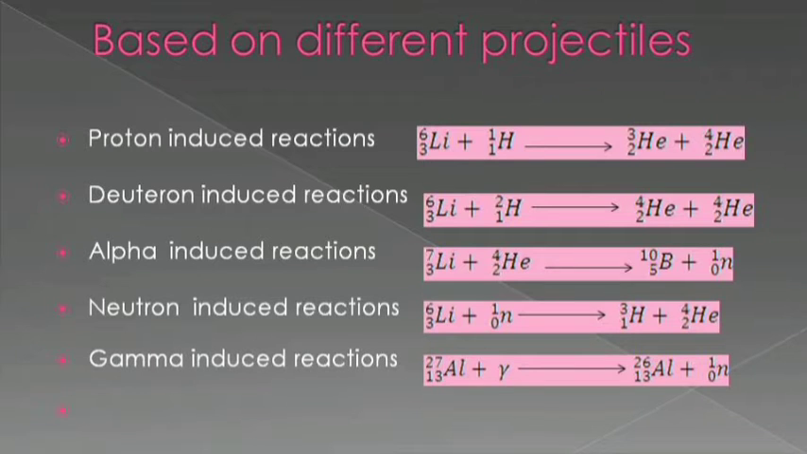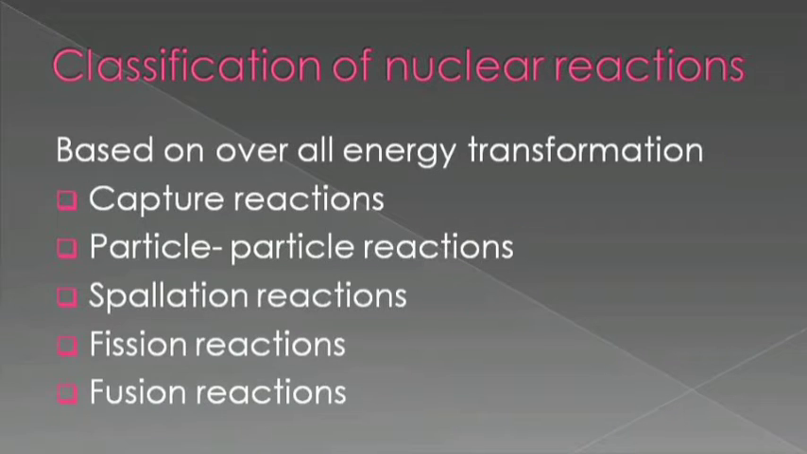Based on different projectiles, we can classify proton-induced reaction, deuteron-induced reaction, alpha-induced reaction, neutron-induced reaction, and gamma-induced reaction. This classification is based on the subatomic particle which induces the particular reaction. There are some examples along the heading. Now come to another classification, that is classification of nuclear reaction based on overall energy transformation.